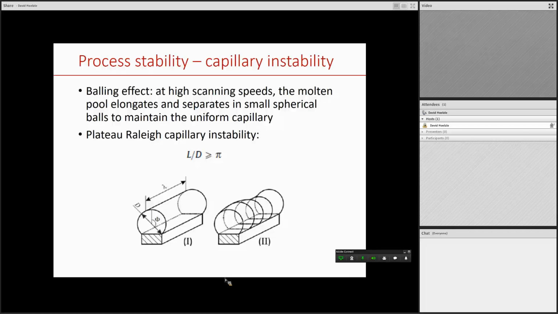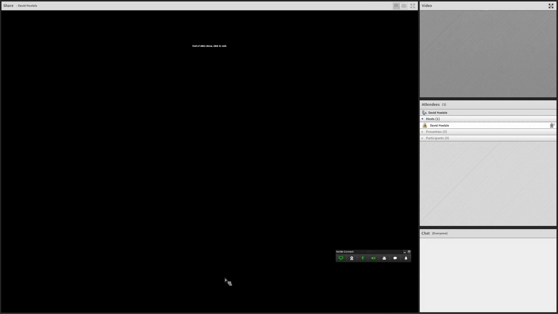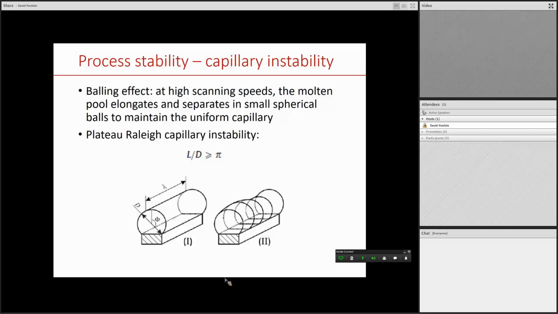They gave an equation: if L/D is larger than pi, then the instability will occur. L is the length of the deposited material, and D is the diameter. Yeah, so that's all I have. Thank you.